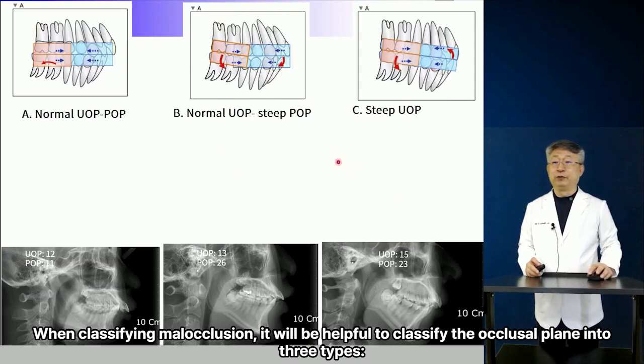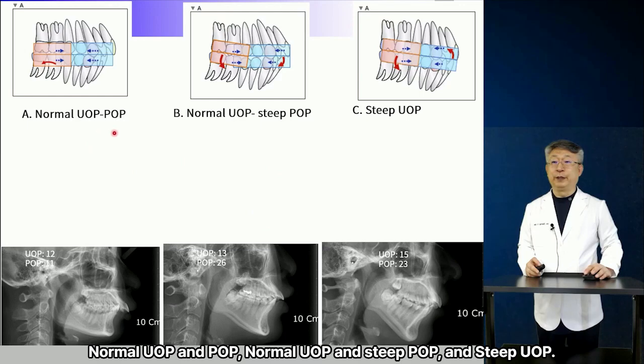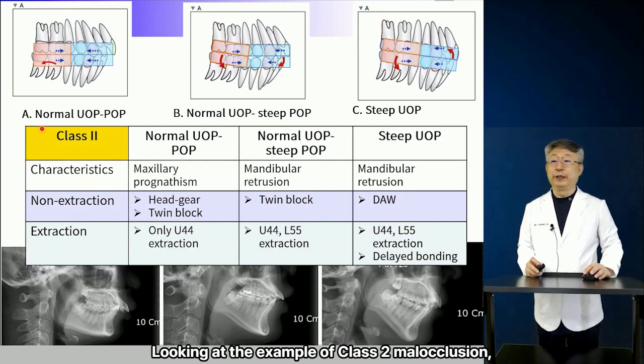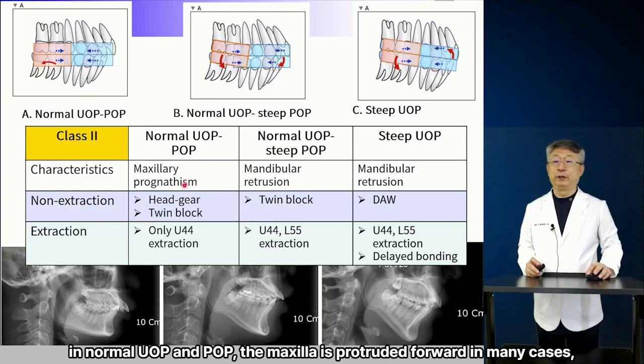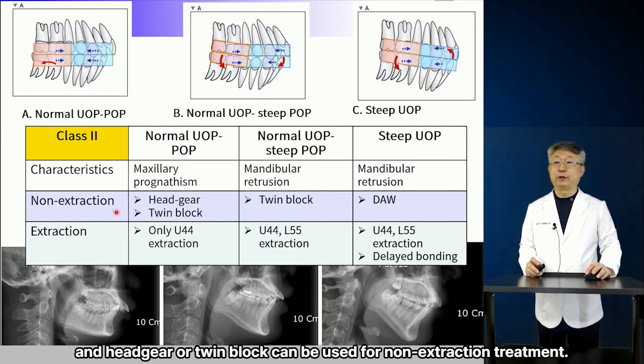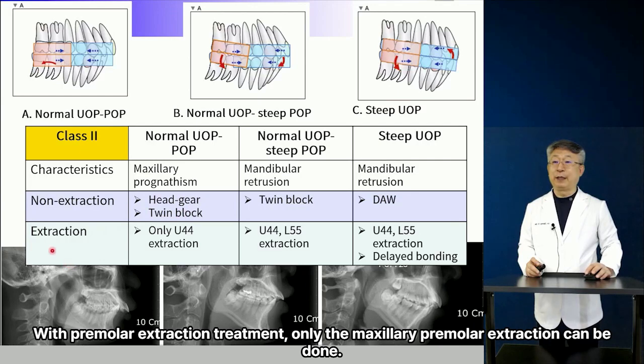When classifying malocclusion, it will be helpful to classify the occlusal plane into three types: normal UOP and POP, normal UOP and steep POP, and steep UOP. Looking at the example of Class 2 malocclusion. In normal UOP and POP, the maxilla is protruded forward in many cases, and headgear or twin block can be used for non-extraction treatment. With premolar extraction treatment, only the maxillary premolar extraction can be done.